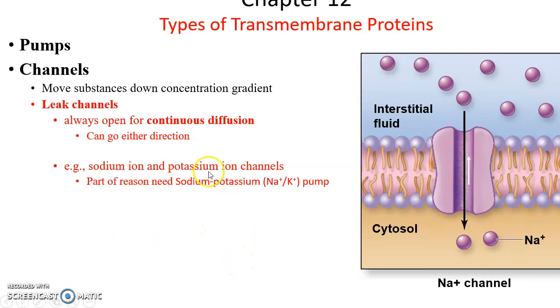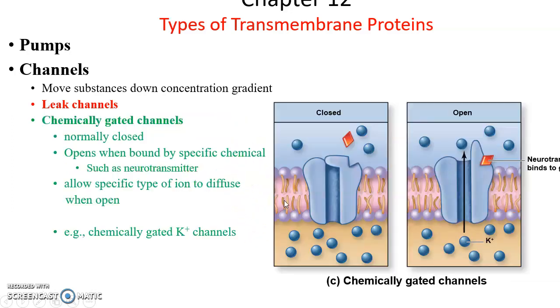There are sodium ion channels and potassium ion channels found in the membranes of neurons, and that's part of the reason why we need these sodium-potassium ion pumps, which is to maintain the concentration distribution of sodium and potassium ions, countering all that leaking.